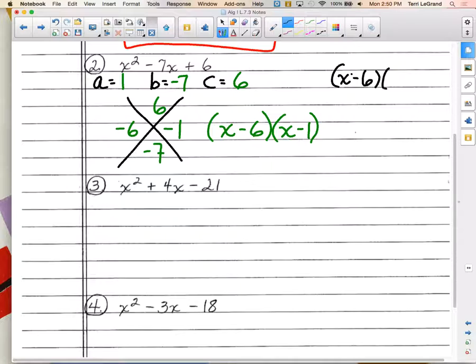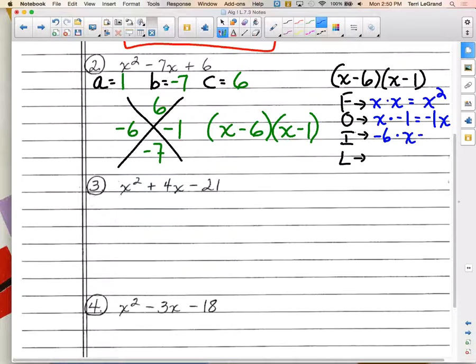FOIL this time, just to be different. I foiled it, mine checked out. You may rectangle it. It checks out that way also.